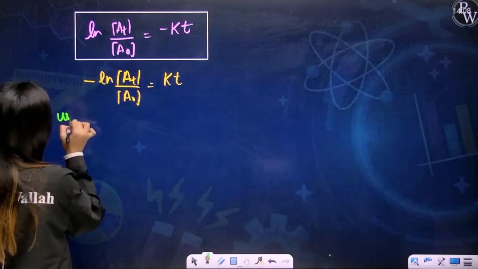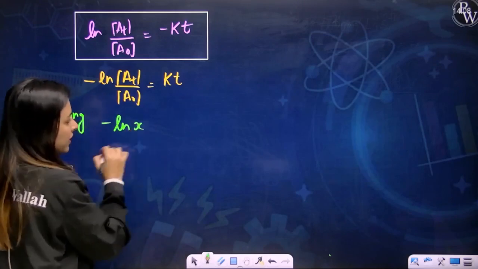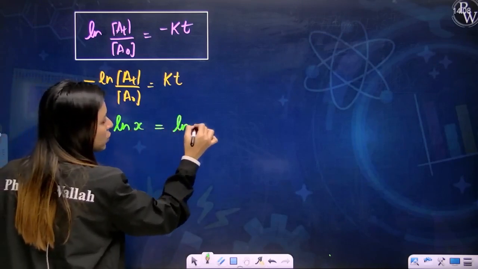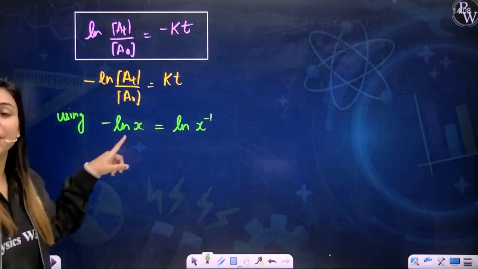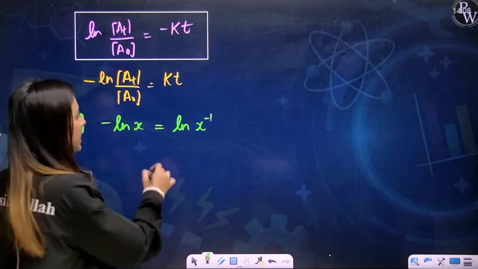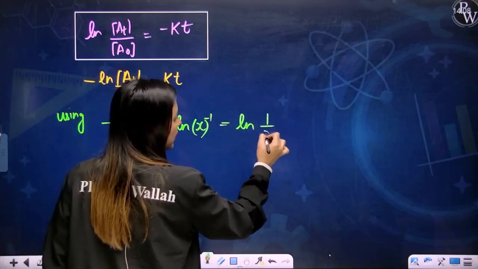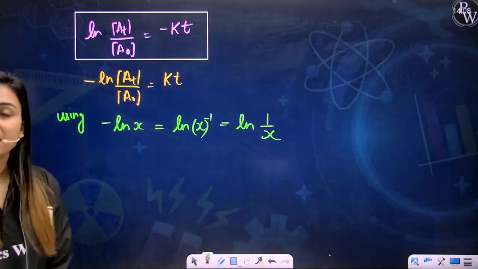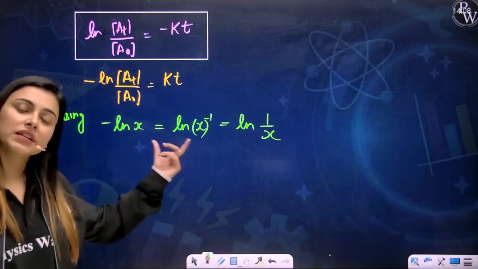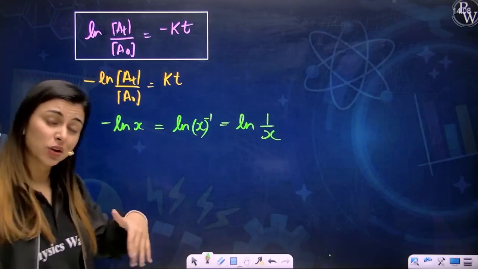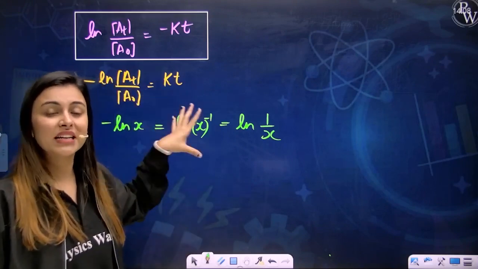So now, my dear students, whenever you have minus ln of x, you can say that this is actually equal to ln of x raised to the power minus 1. So this minus 1 comes to the power of x, and then this is whole power negative, so this is actually equal to ln of 1 upon x. So now we'll be using this log property. Okay, I'll make you revise everything, don't worry, but for now, just try to understand each and every step.